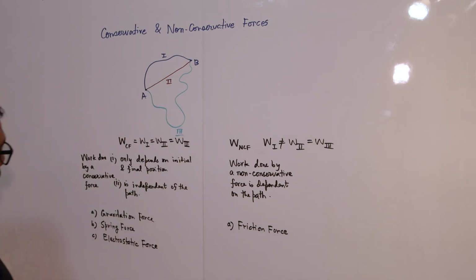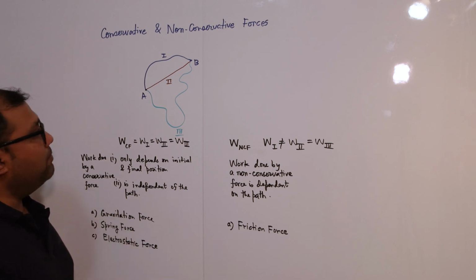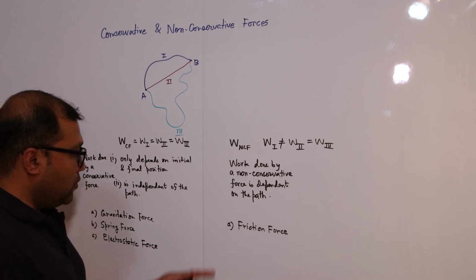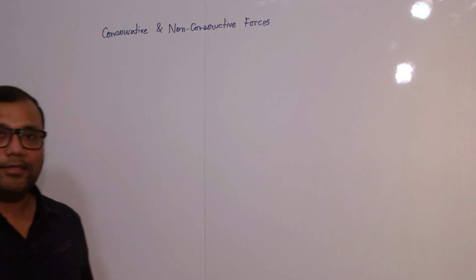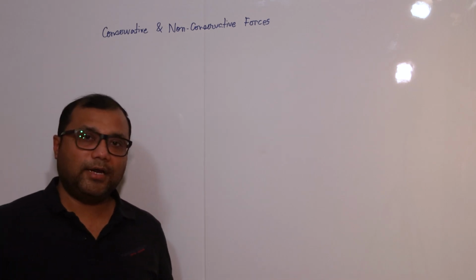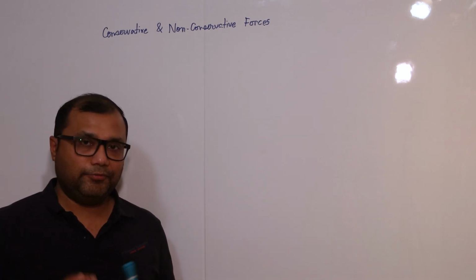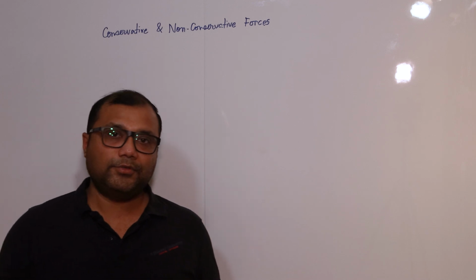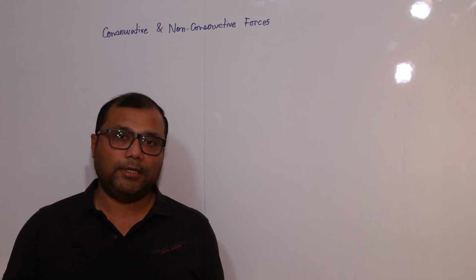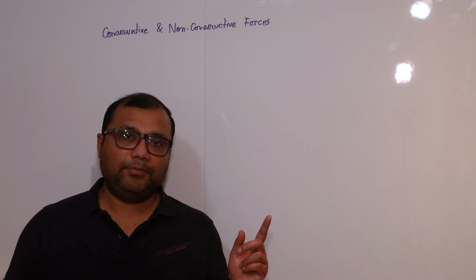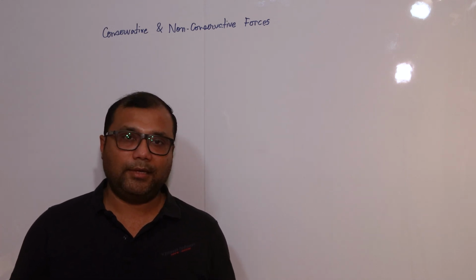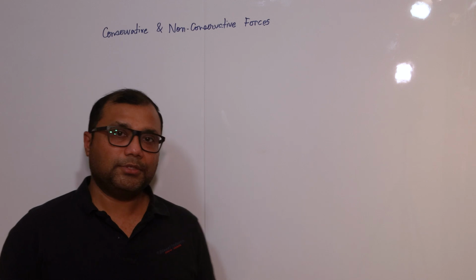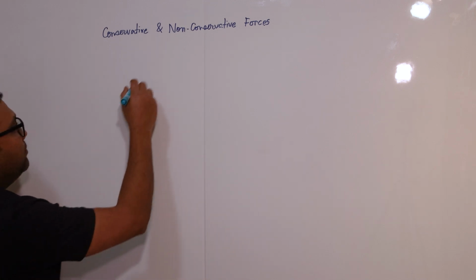So let's show you how a gravitational force, for example, is a conservative force and how a friction force is a non-conservative force. Let's just show how the gravity force is a conservative force. We said a conservative force is one where the work done by that force depends only on the initial and final position and is independent of the path between A and B, the initial and final position. So let's take an example.